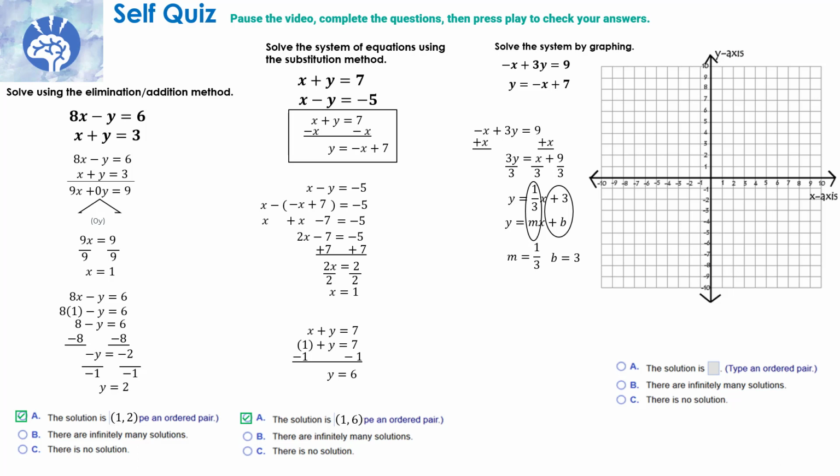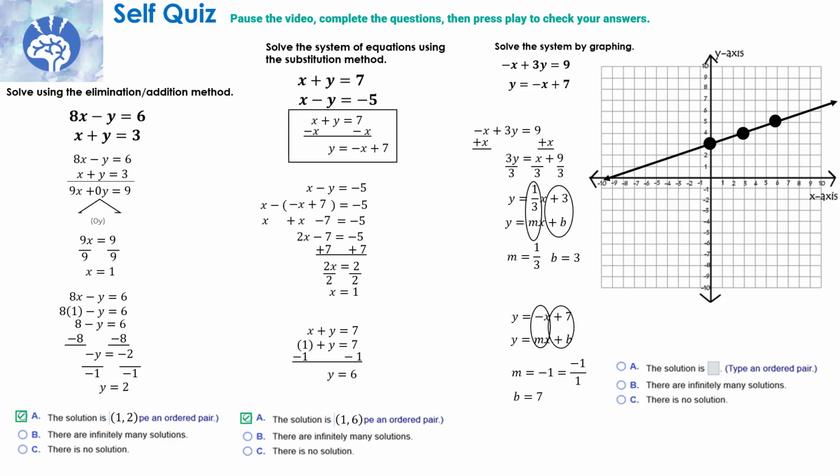We graph the y-intercept first, so I'm going to put a dot at 3. I'm going to go up 1 over 3, up 1 over 3, and draw the line. Let's look at the next one. y equals negative x plus 7. Well, what's really cool is this one's already in slope-intercept form. My slope is negative 1. I have to write it as a fraction, so I'm going to write negative 1 over 1 for rise over run, and my y-intercept is 7.